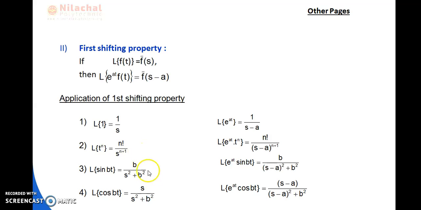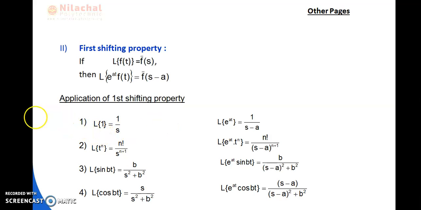Here are the examples you can compare with your formula. These are known as shifting formulas. This is the first shifting formula, and there is also a second shifting formula which you will study at degree level. But at diploma level you only have to study the first shifting formula.